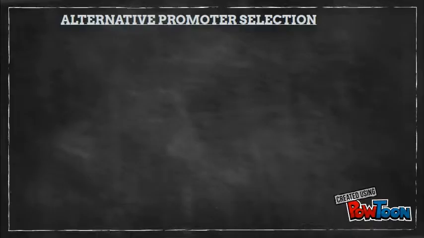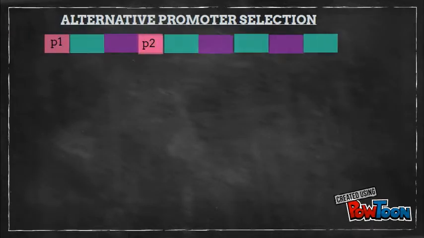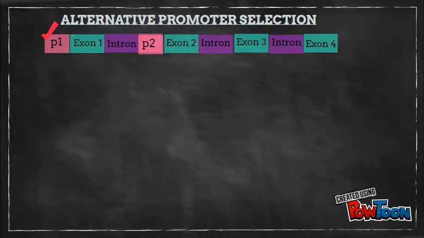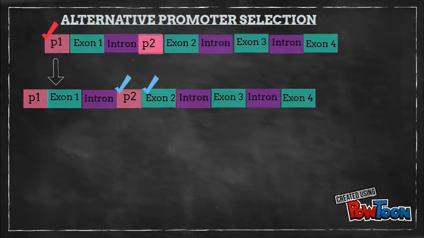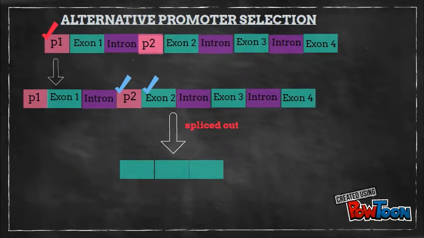For alternative promoter selection, there are two alternative promoters possible. If we start with promoter P1, the sequence will contain P2 and exon 2. Both of them will be spliced out. So it will produce mRNA1 that only contains exon 1, exon 3 and exon 4.